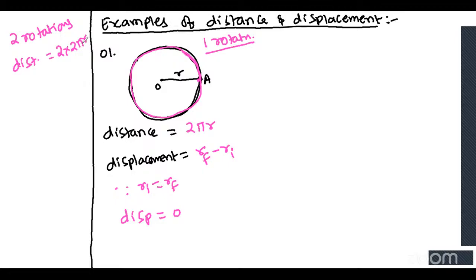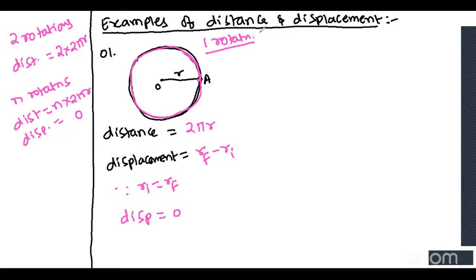Fine. Suppose three rotations. 3 into 2 pi r. Like that, for n rotations, I can say distance equal to n into 2 pi r. Displacement? 0. Right? 0. Okay? Fine.